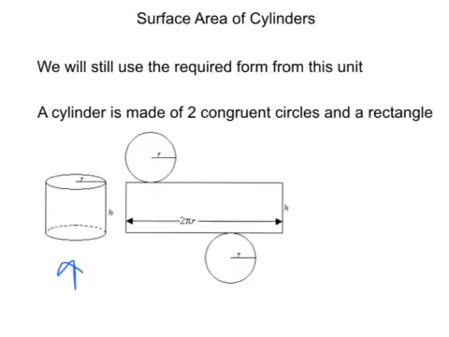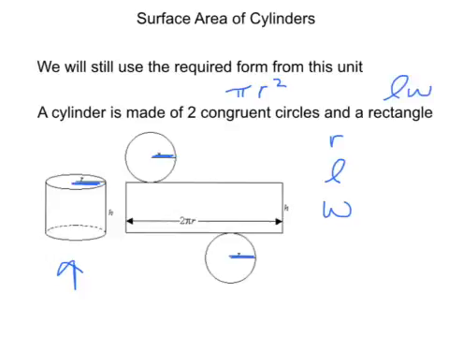Well, we know how to find the area of a circle. It would be pi r squared. And we know how to find the area of a rectangle. It's length times width. So in order to find the surface area, we need to know the radius, and we need to know the length and the width of the rectangle. The radius is going to be the radius of your cylinder. That's just the normal radius. You can also see in the net form that your radius will be the same on each circle.